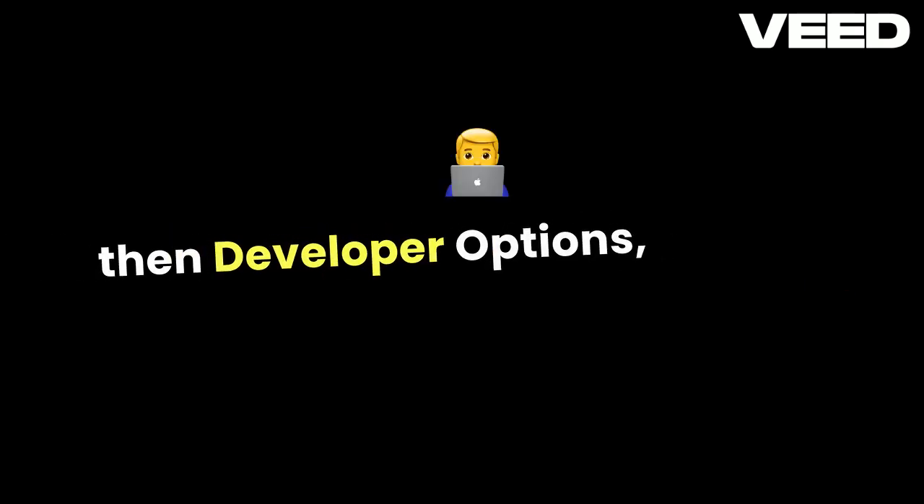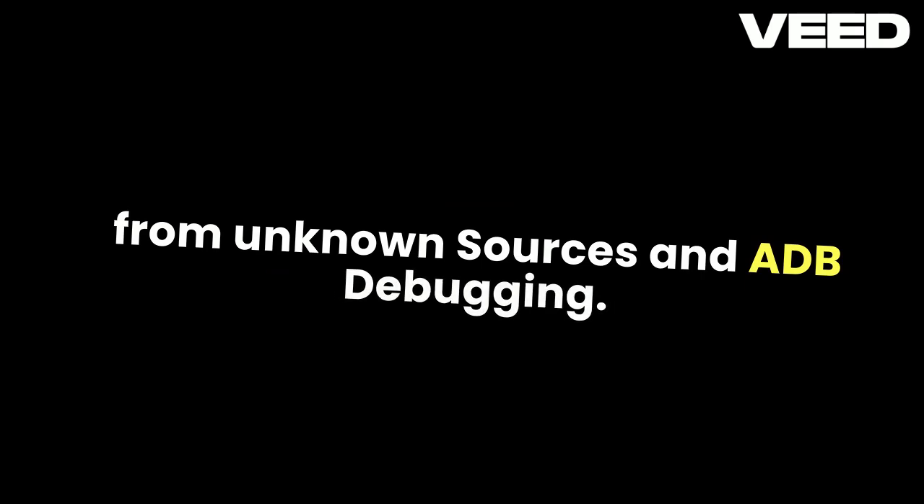To install TiviMate on your Firestick, start by enabling apps from unknown sources. Head to Settings, select My Fire TV, then Developer Options, and turn on Apps from Unknown Sources and ADB debugging. Confirm when prompted.